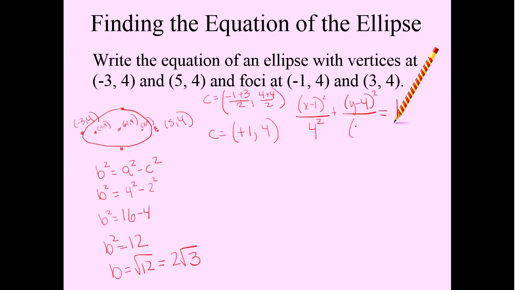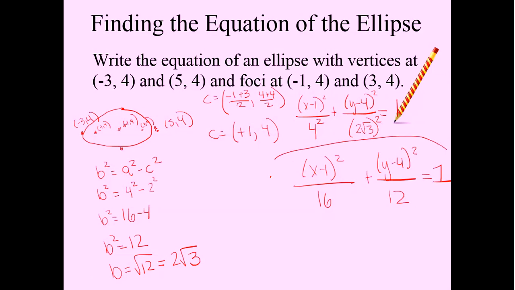So I'm going to have 2 square roots of 3 squared on the bottom there. Let's just write this out nicely. So 4 squared is 16, and y minus 4 squared over, well, the square root of 12 squared is just 12 underneath, and that would be my final answer. X minus 1 squared over 16 plus y minus 4 squared over 12 equals 1. And that's the end of this video. See you later, Sabers.